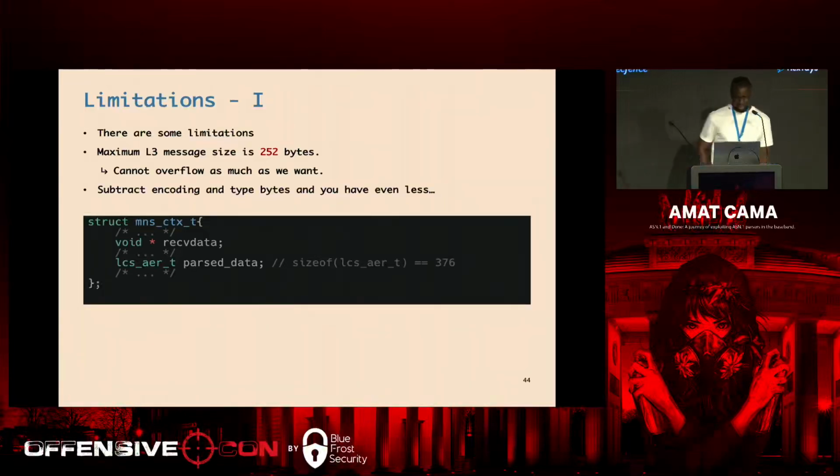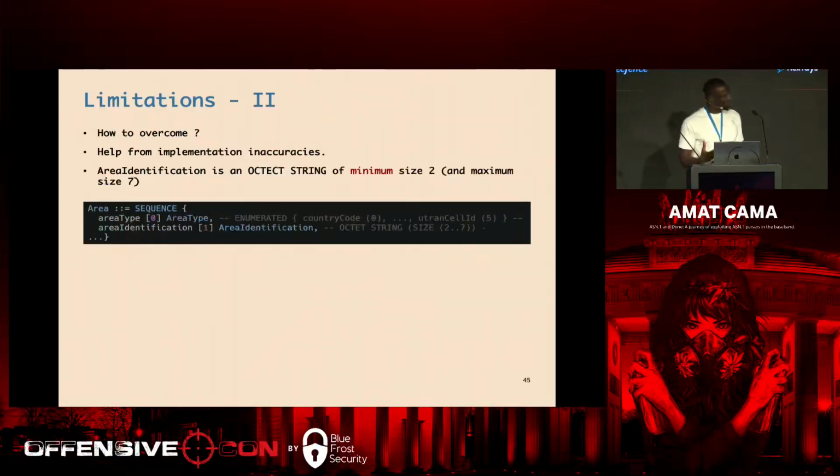So my question was how to overcome this. And luckily we have, I wouldn't call it a bug, but there were some implementation inaccuracies. So the ASN1 definition describes the area identification, which was one of the fields of the message, to be of size minimum 2.